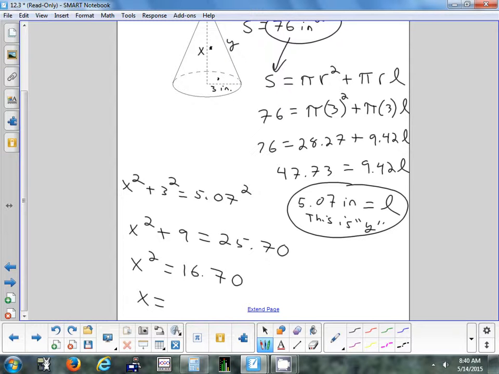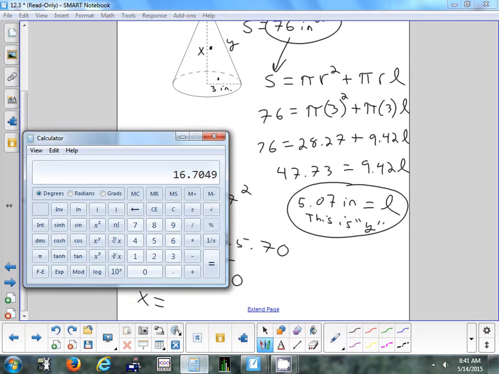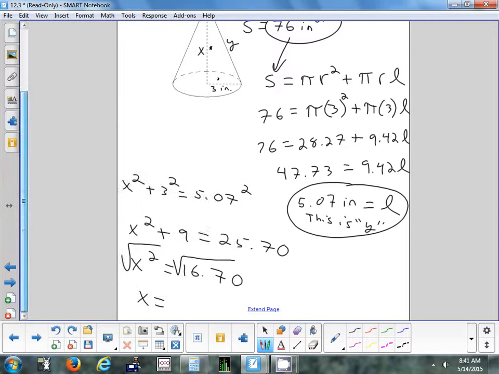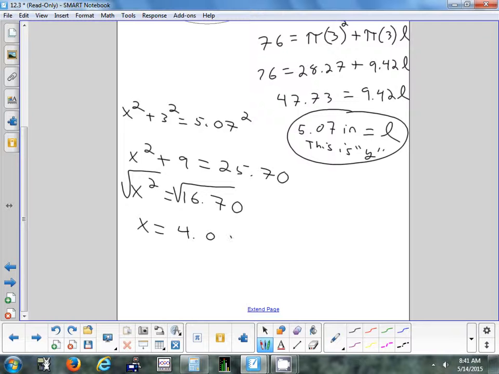And what's my last step to get rid of that exponent? Yeah. Yep, take your square root. Okay, it would have been nice if this came out to exactly 16, and the square root would have been 4. So it's going to be a little bigger than 4, 4.09. And again, don't put inches squared. That's not an area. That's a height. That's your height. That's your slant height.